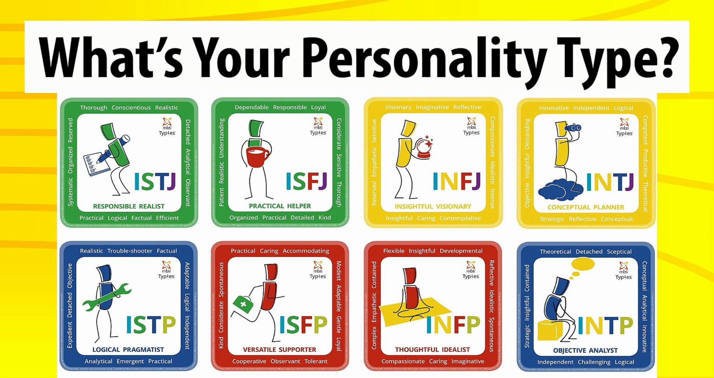An INTJ is a conceptual planner. That's the person you go to who lays it all out and has a very strict perspective on how to move forward. An ISTP is a logical pragmatist. You know exactly how to get things done, and you pursue them. An ISFP is a versatile supporter. That's the kind of person every group needs, someone accommodating, who can care. That's a nurse. I think my son Neil is in that.